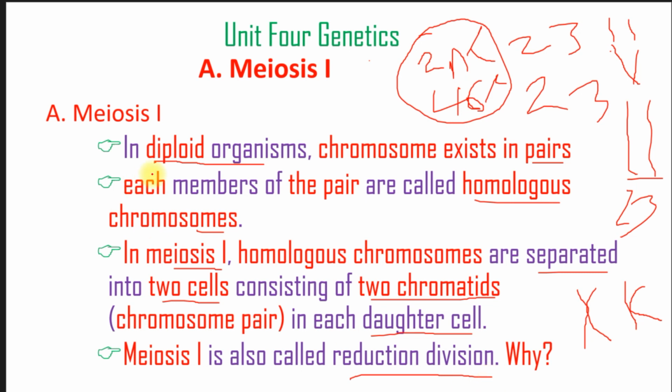Meiosis first is also called a reduction division. Why? Because at the end of meiosis 2, the cell that was diploid has reduced to haploid. It's known as haploid, I mean it's known as a reduction division.